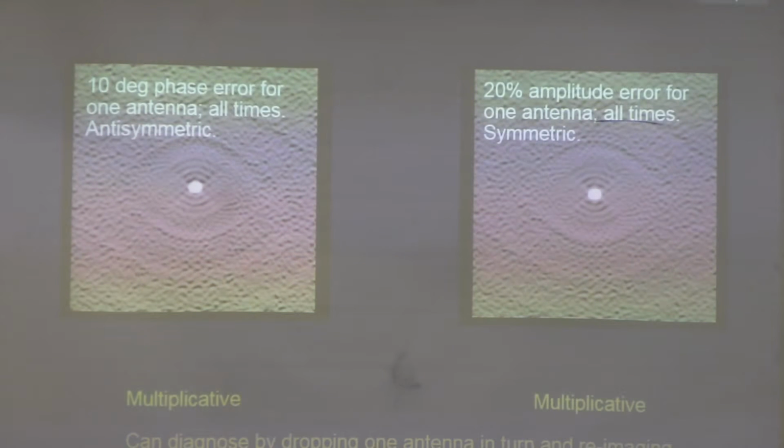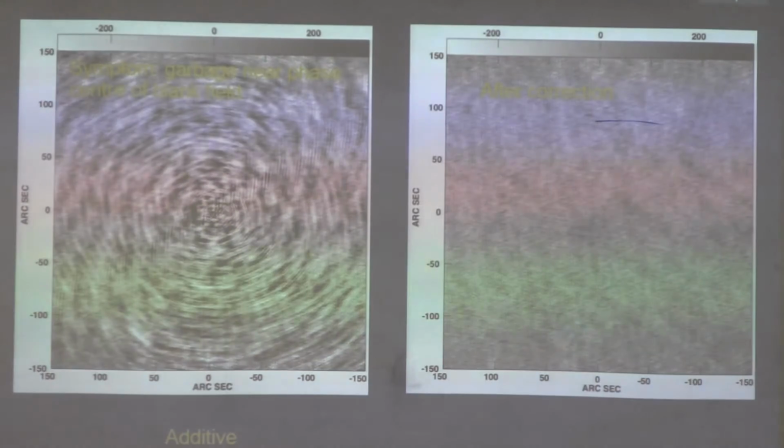Here, one antenna has a persistent error in phase, and so you see this again. This is an error that is odd in its response. It is too much on one side and too little on the other of the source. Whereas this one is symmetric, so that's an amplitude error. Here we have a very weird one.